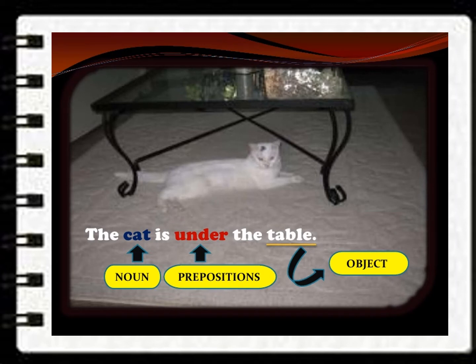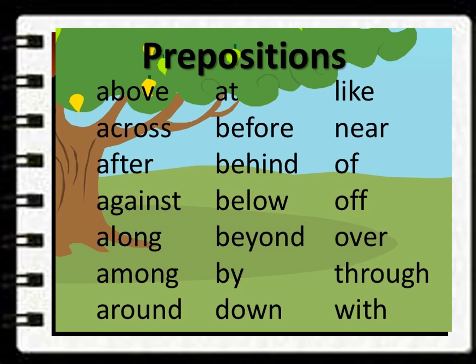Take a look at this sentence. The cat is under the table. Cat is the noun. Under is the preposition. Table is the object. I have here some list of prepositions. Let me read it to you. Above, at, like, across, before, near, after, behind, of, against, below, off, along, beyond, over, among, by, through, around, down, with.